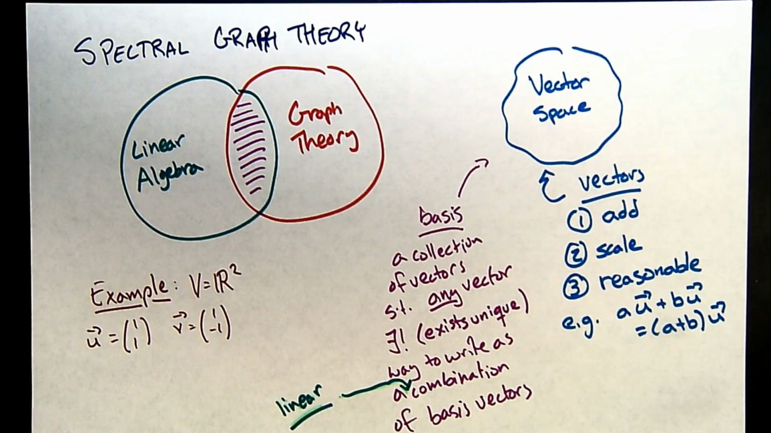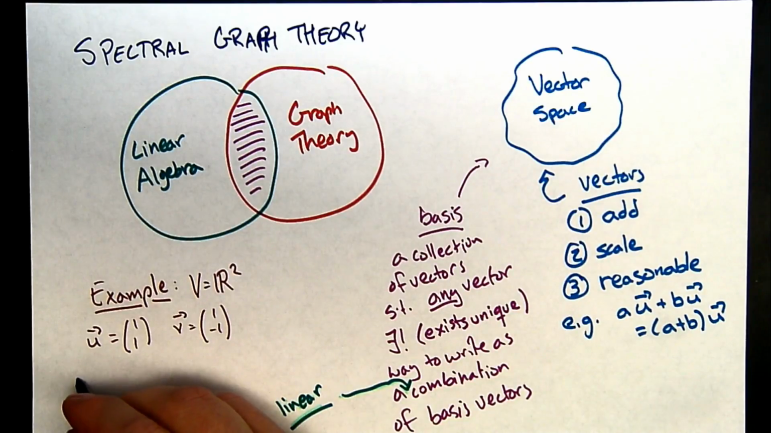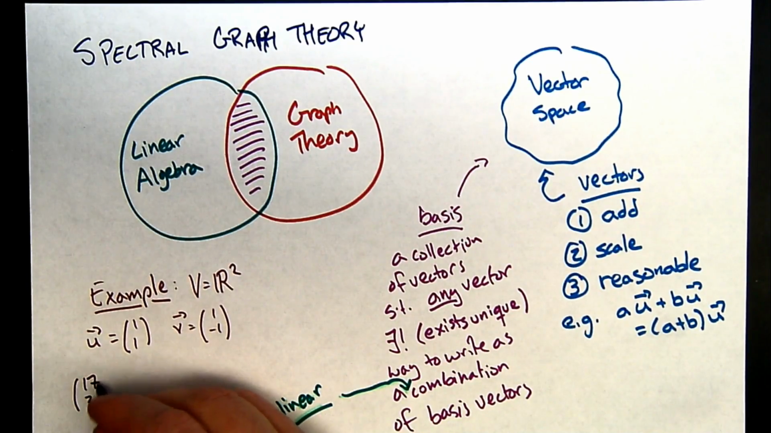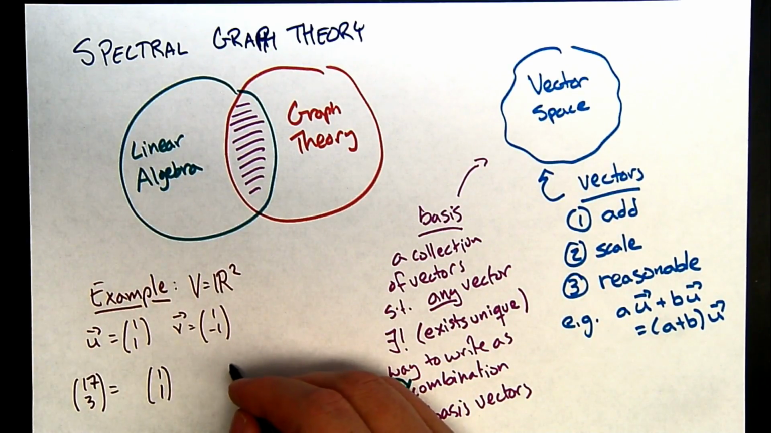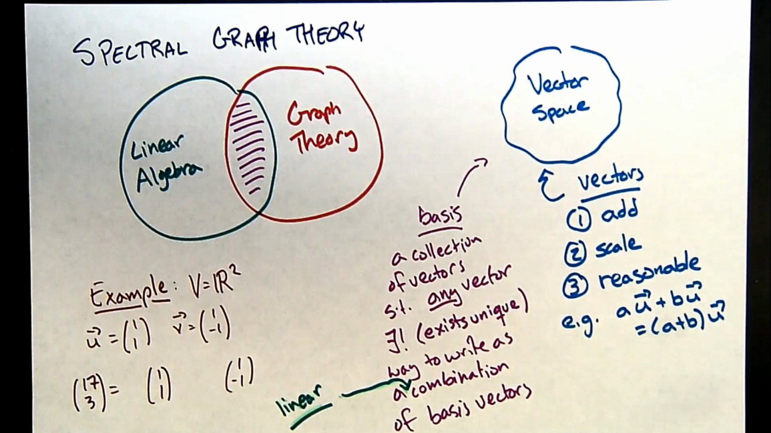Does anyone have a favorite vector? 17.3. An unusual choice, sir, but I will indulge you. Okay, so the claim here is that (17, 3) is a linear combination of (1, 1) and of (1, -1).